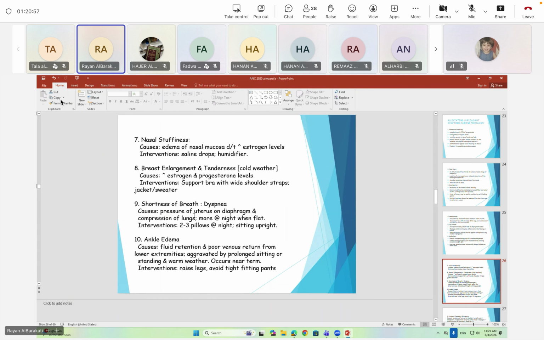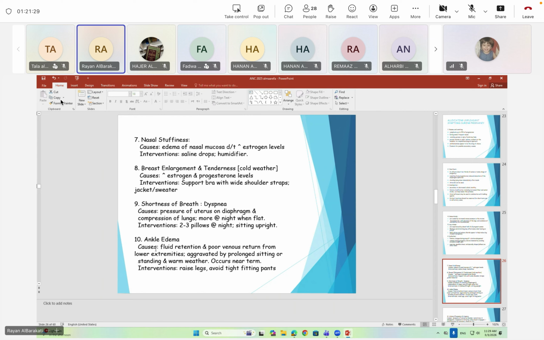Shortness of breath, also common. They will feel their breathing and they might feel some dyspnea. Causes are pressure of the uterus on the diaphragm and compression of lungs. More at night when flat. Intervention should be having a pillow or more that will support their position. And when they sit, they should be sitting upright. This will help them to breathe easily.